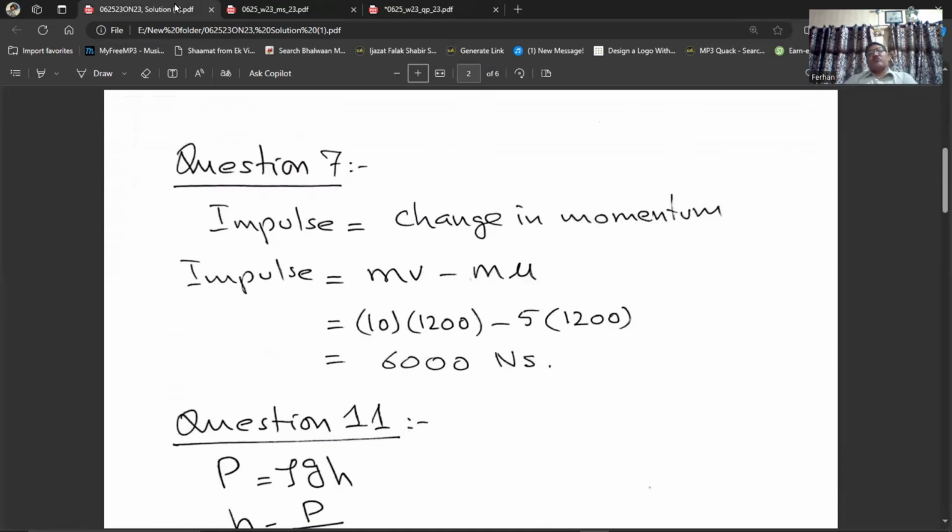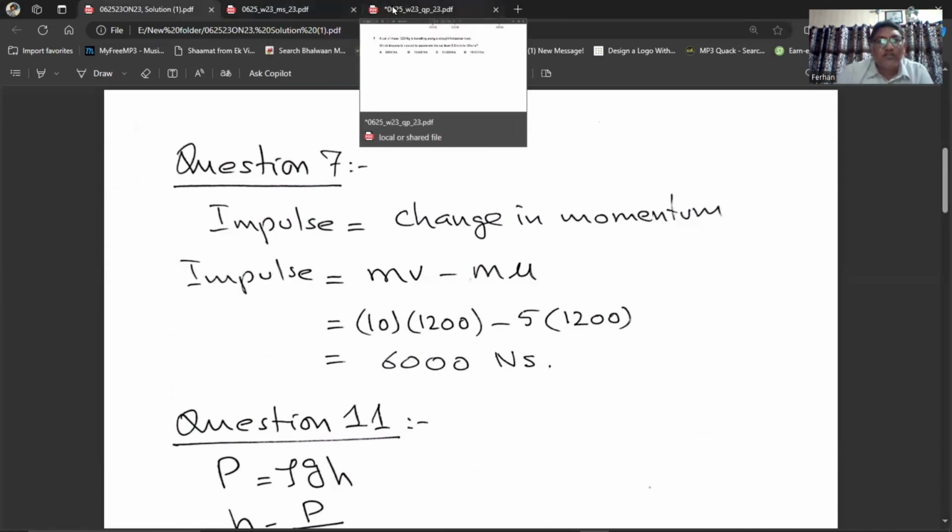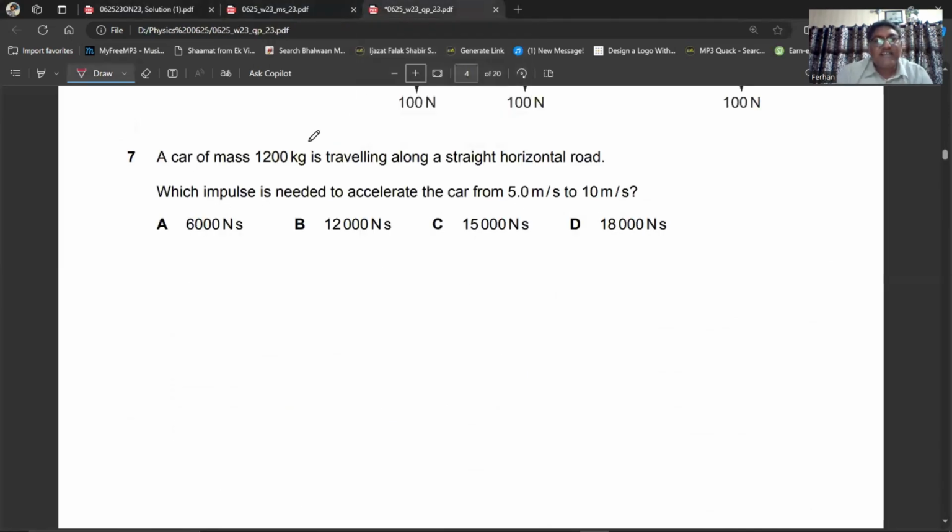You see question number 7 on your screen. Impulse is equal to the change in momentum. So impulse is equal to mv minus mu, final momentum minus initial momentum. So 1200 multiplied by 10 minus 1200 multiplied by 5, and the answer will be 6000. The unit can be newton second, or it can be kg meter per second.